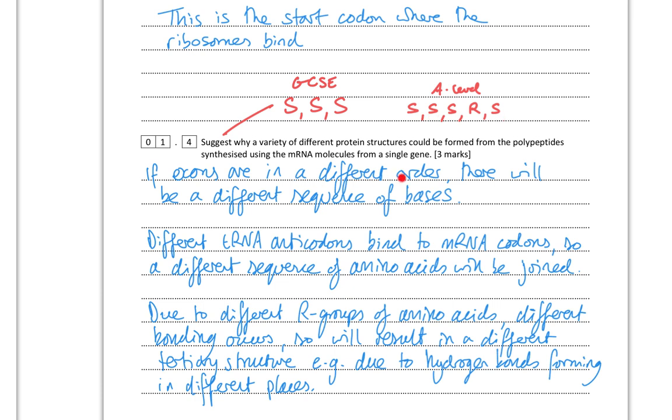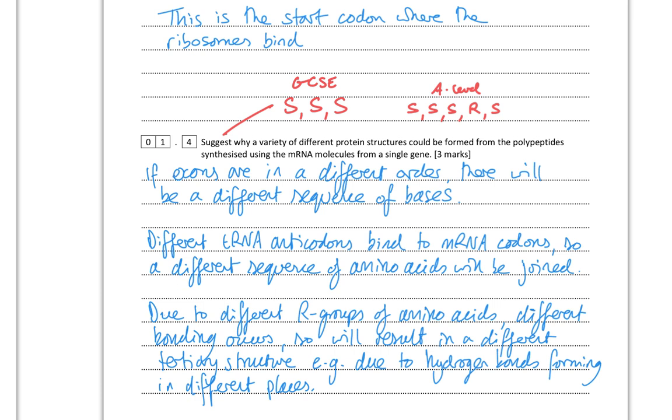So I've got exons in a different order. There will be a different sequence of bases. Different tRNA anticodons bind to mRNA codons. I always get that in. Anticodon is a tRNA word, mRNA is a codon word. So a different sequence of amino acids will be joined. I could have also said that the tRNAs carry a specific amino acid, which I probably should have done, but I thought space was limited.